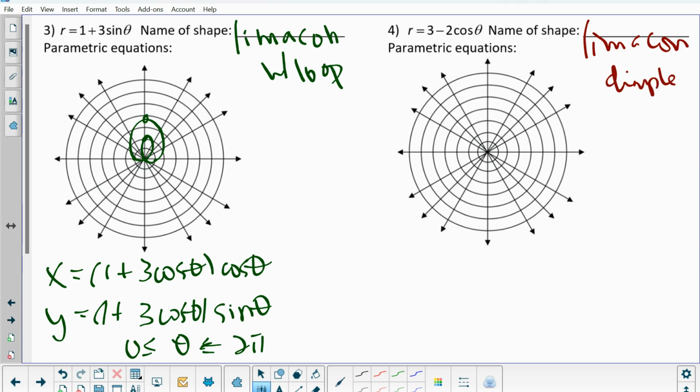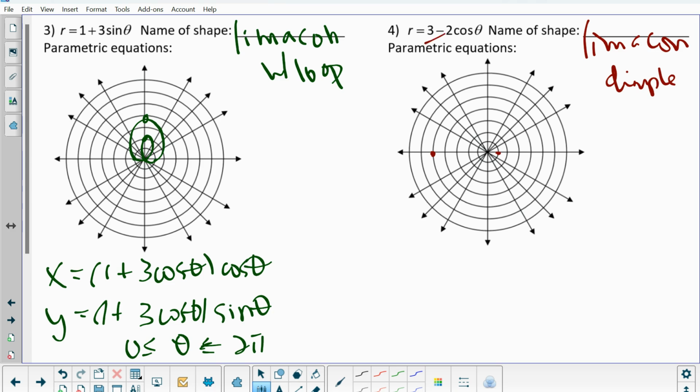Like I said, my stylus isn't working very well. I'm sorry. So negative cosine, most of the graph is going to be to the left. Add them up to get the long part of the limaçon: 1, 2, 3, 4, 5. Subtract them. That tells you where the dimple's at on the other side. So 3 minus 2 is 1.